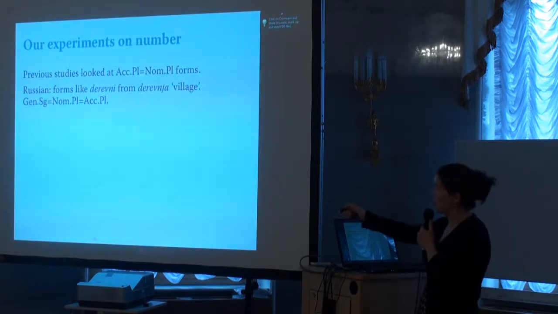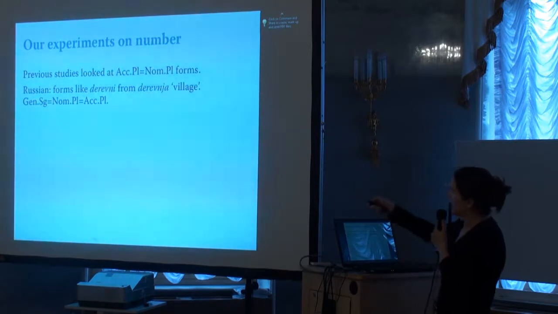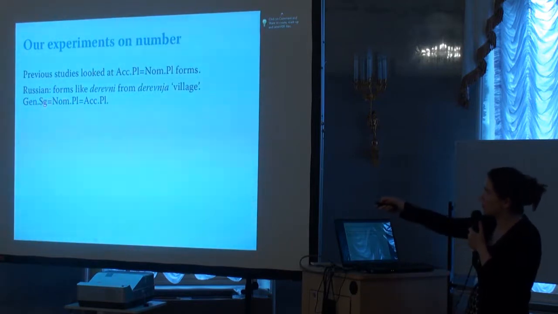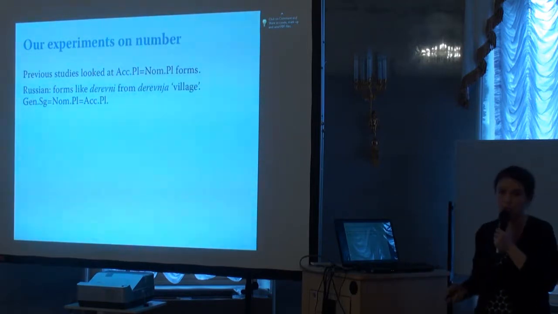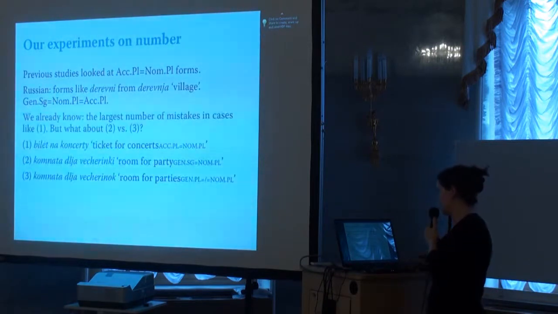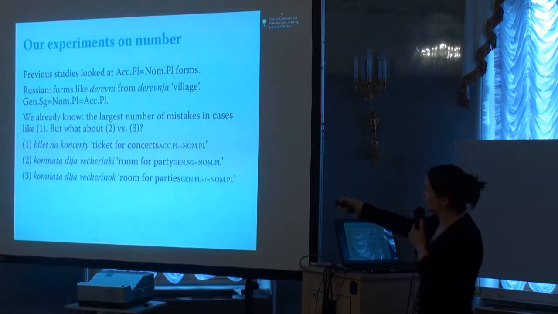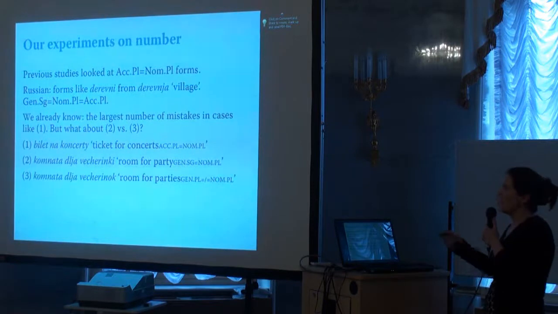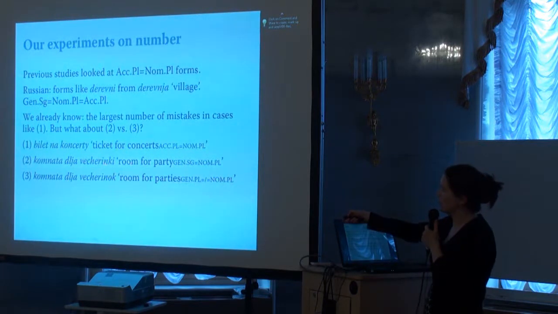However, in Russian, we have forms like, say, деревни, from деревня, village, and this form деревни is homonymous between genitive singular, nominative plural, and accusative plural. And so what can we do with these forms? We already know that we have the largest number of mistakes in cases like the one here: Билет на концерты, ticket singular, for concerts, plural. This is in accusative plural, and this form coincides with the nominative plural. But what about examples 2 and 3?